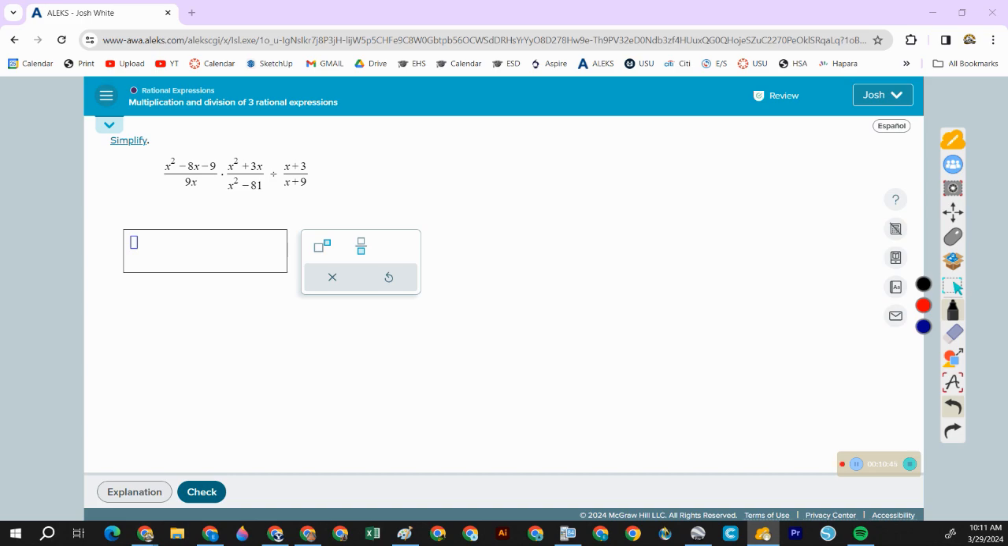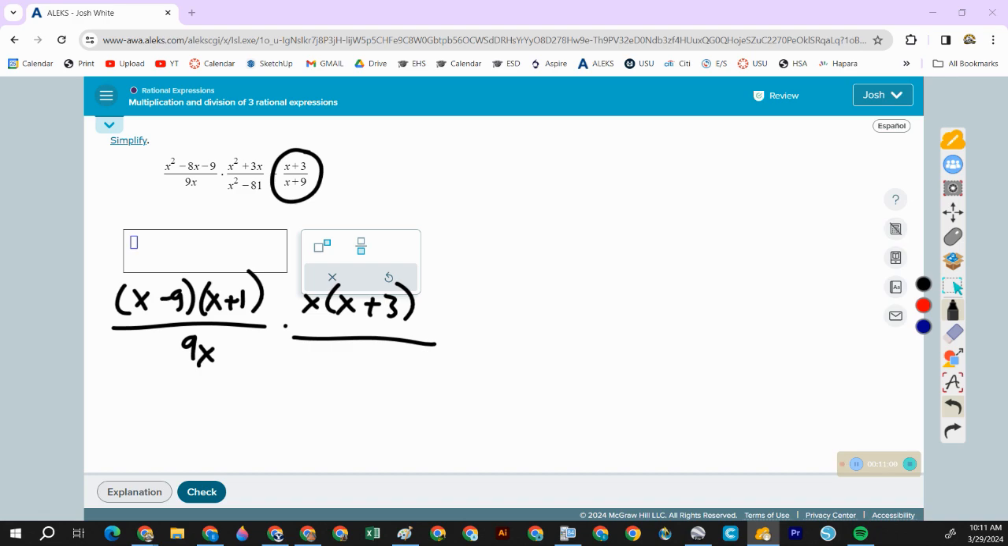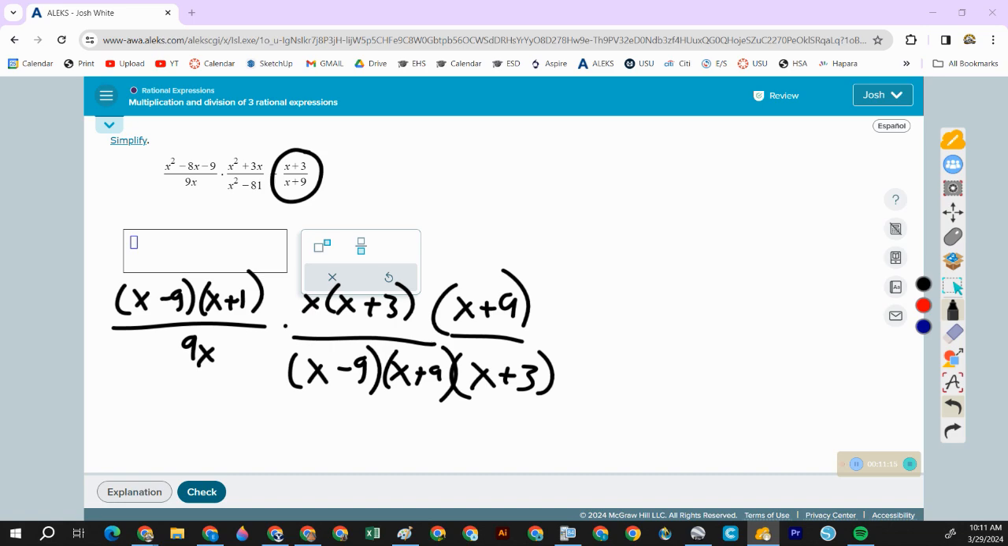All right. This is the only one that needs to flip upside down. So x minus 9 times x plus 1 over 9x times x plus 3. And then that's a difference of perfect squares, x minus 9 and x plus 9. Flip the last one upside down, x plus 9 over x plus 3. And let the canceling begin. X plus 3's cancel, the minus 9's and the plus 9's. So, also the x's. So I'm left with x plus 1 over 9.